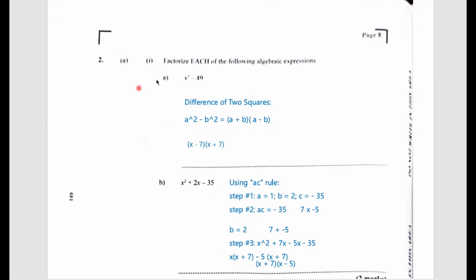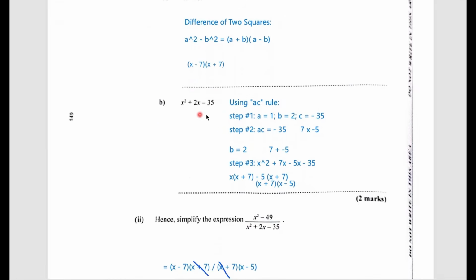Factorize each of the following algebraic expressions: x squared minus 49. We know this follows the difference of 2 squares approach, where if you factorize, you get 2 sets of brackets with the square root of each term inside. One will have plus, the other will have minus, or vice versa. It really doesn't matter. So the square root of x squared is x, so you put x in both sets of brackets. The square root of 49 is 7, so you put 7 in both sets of brackets. In one you have minus, the other plus, or the other way around, it really doesn't matter.